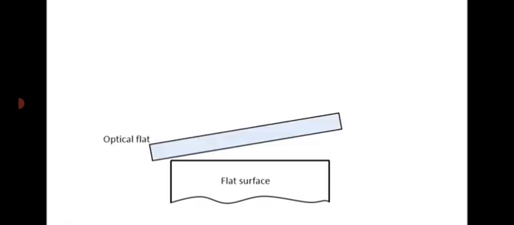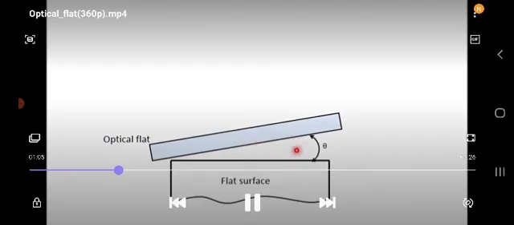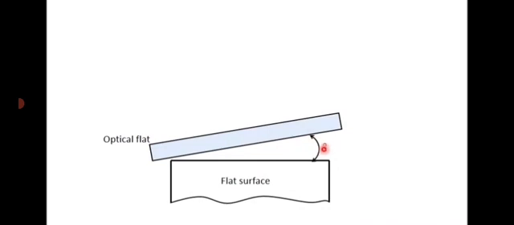When an optical flat is laid over a flat reflecting surface, it orients at a small angle theta due to the presence of an air cushion between the two surfaces. You can see this angle theta. Because of the air cushion between the flat surface and the optical flat, a very small angle theta is automatically created.